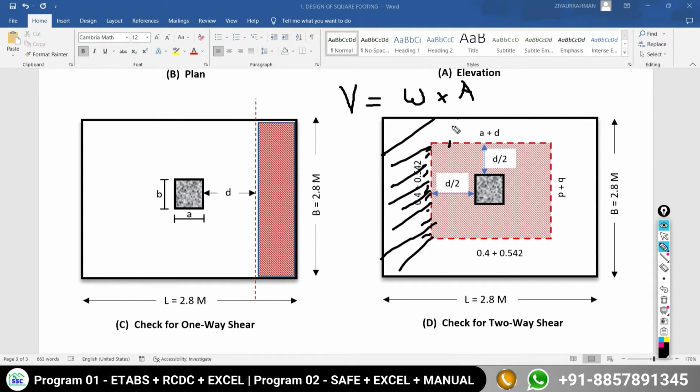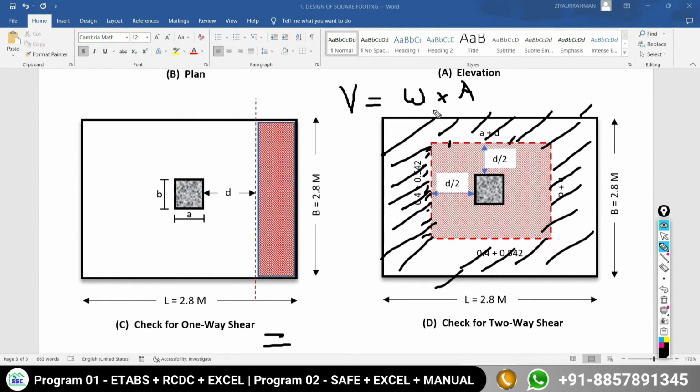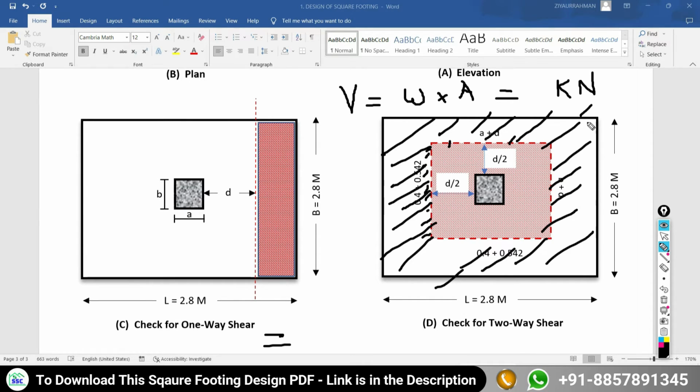Our intention is to calculate this remaining area. This outer area we have to calculate. So how can you calculate that? Very simple: you subtract this internal area from the total area of the footing. Finally, if you multiply that area value with your upward soil pressure, you will get the shear force, and the unit will be in kilonewton.